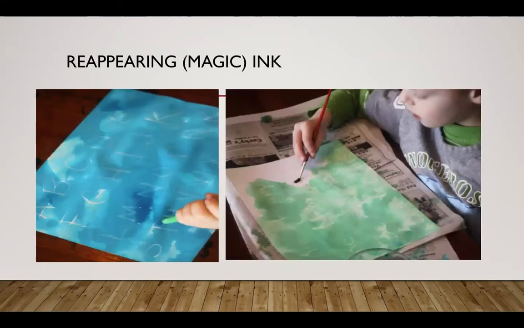Another fun activity, reappearing or magic ink. In this activity, you can use a white crayon or a white oil pastel to write letters, words, or sentences. Using a paintbrush dipped in a small amount of water and food coloring, have your child paint over the paper and watch the print magically appear. Have your child identify or read what is on the page.